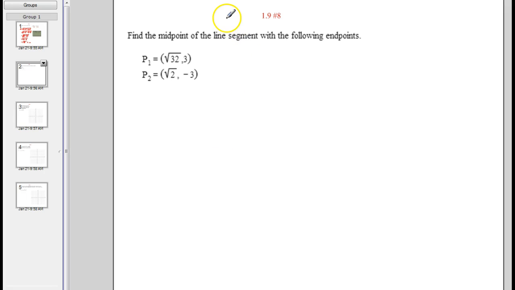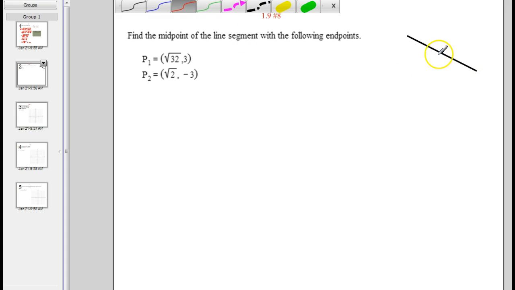This is another example from your 171 homework, 1.9, problem number 8. So now we're finding the midpoint of a line segment. Basically what's going on here is we know 2 points, and we're trying to find the point that would be in the middle of those 2 points. Okay, so these are 2 points that are known, and we're trying to find the point that would be in the middle if we connected those with a line segment.